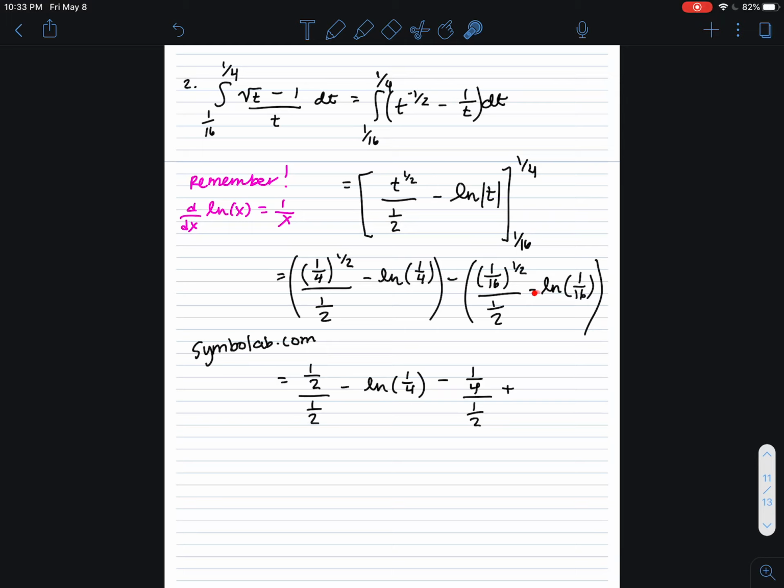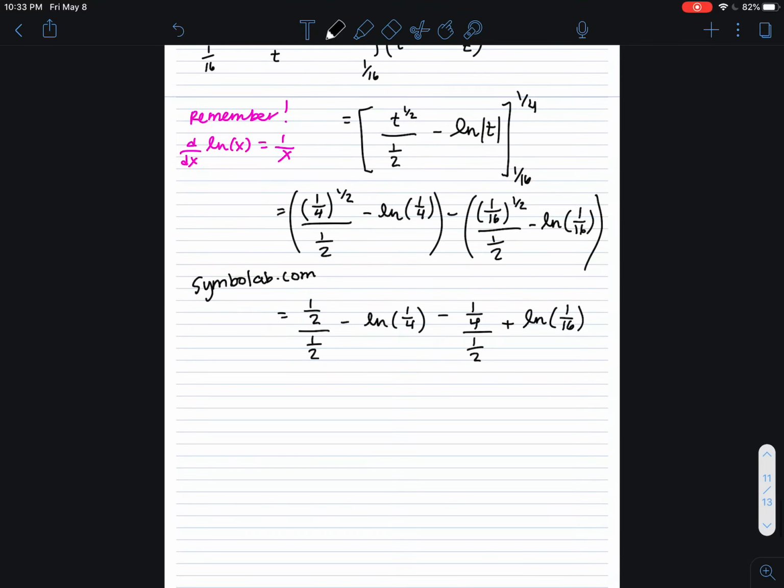Plus, because we have a negative times a negative, that's why I like to have those parentheses so I remember to distribute, the natural log of 1/16. So 1/2 divided by 1/2 is just 1, minus the natural log of 1/4, minus 1/4 divided by 1/2. You can either think of it as 1/4 is half of a half, or you can think of it as 1/4 times the reciprocal of 1/2, which is 1/4 times 2, which is 1/2. So we have a negative 1/2 here, plus the natural log of 1/16.